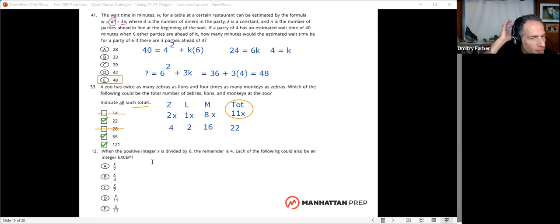Last problem, you might not feel entirely sure about like what would stop something from being an integer in this case, but you can just try stuff. When x is divided by 6, the remainder is 4. And all the remainder means is that when you divide by it, this is what's left over. So the simplest thing would be to say, okay, what number when divided by 6 gives me 4 left over?